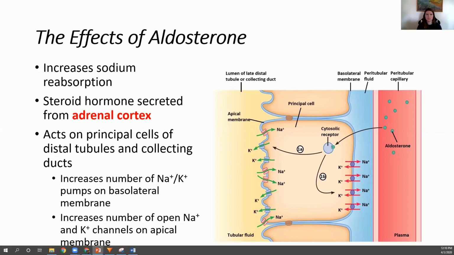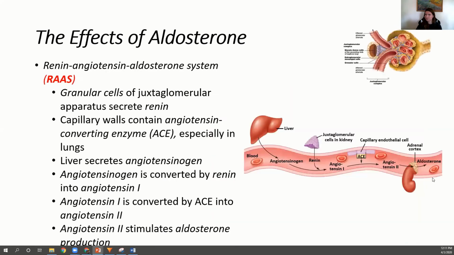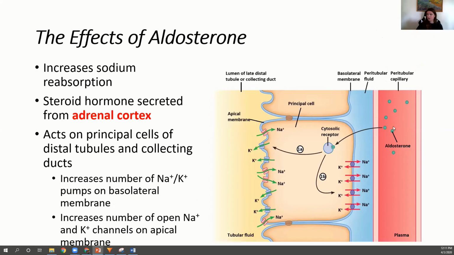And we're going to see that aldosterone is a steroid hormone that basically affects these channels on the apical membranes. So it's going to do kind of two things. So the way aldosterone works is that when aldosterone is released and we find it in the plasma, it's a steroid hormone that's actually able to cross cell membranes. So it doesn't need any receptors or channels on the outside.